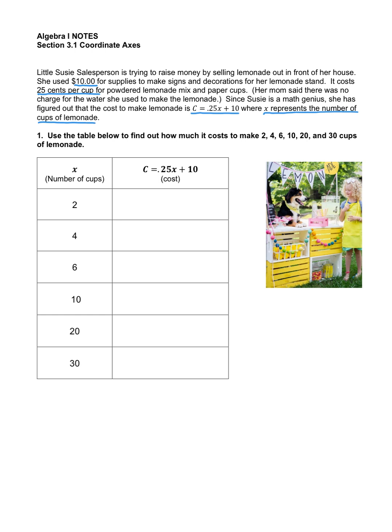So let's go ahead and do this chart below. Number 1 says, use the table below to find out how much it costs to make 2, 4, 6, 10, 20, and 30 cups of lemonade. We have this chart where x represents the number of cups, and the next column is for the cost. C equals 0.25 because it was 25 cents per cup, so 0.25x plus 10.